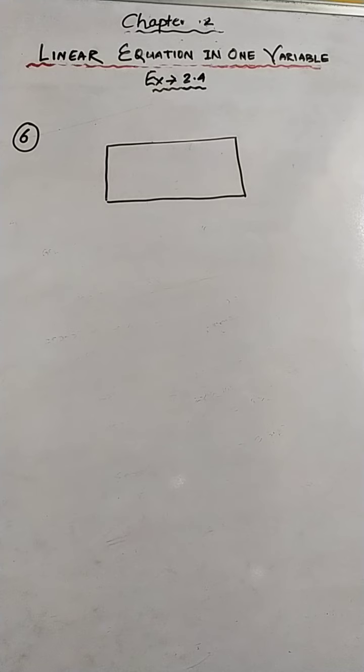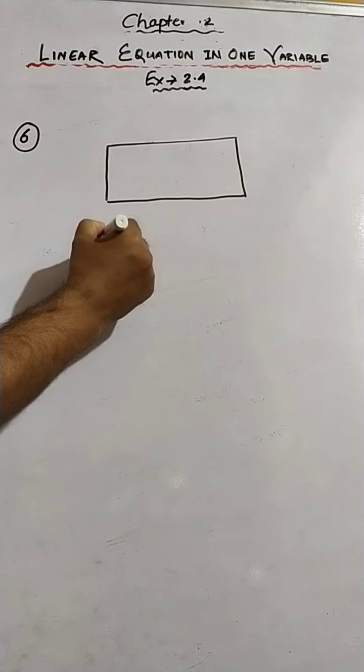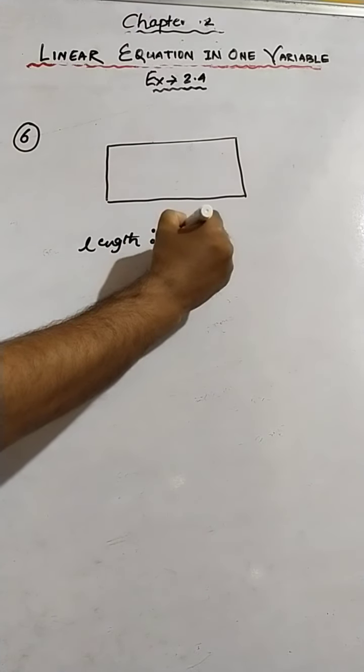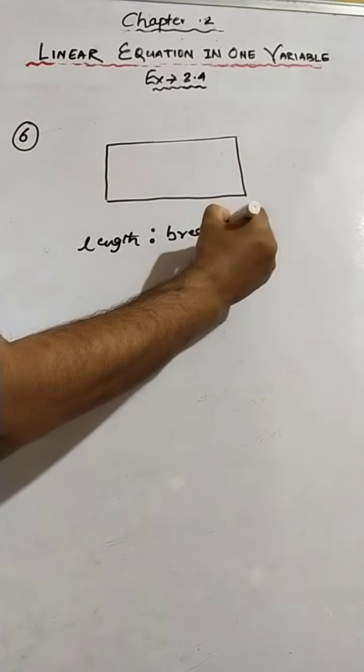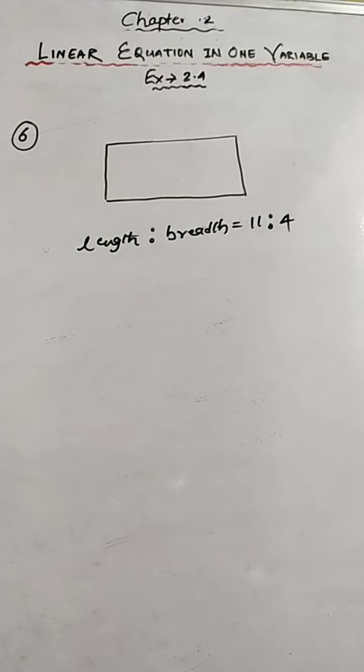Now the length and the breadth of the plot are in the ratio 11:4. That is, length is to breadth is in the ratio 11:4. This is what they have said.